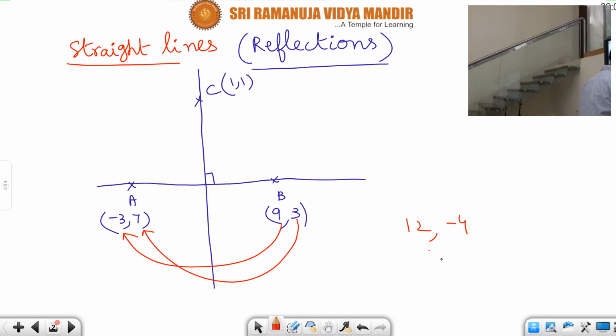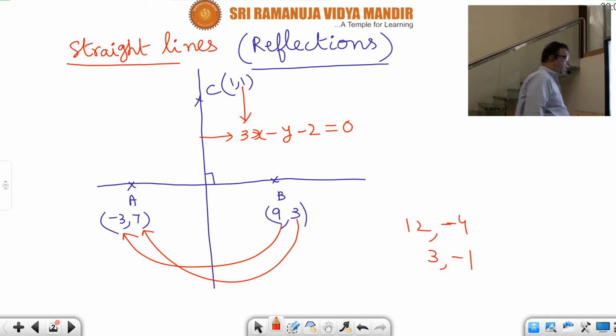Divide by 4. So the line starts with 3x minus y is equal to some k. That k also you need not write. Now put the point 1, 1. 3 minus 1, 2 on the right side. That 2 will come to the left side. It becomes -2. So this is the equation of the perpendicular line.